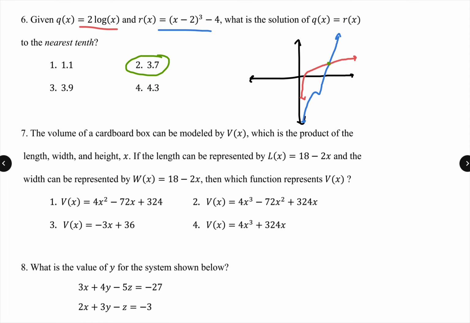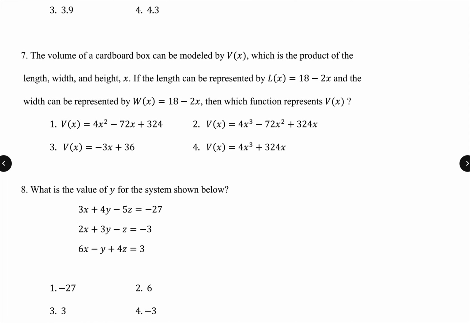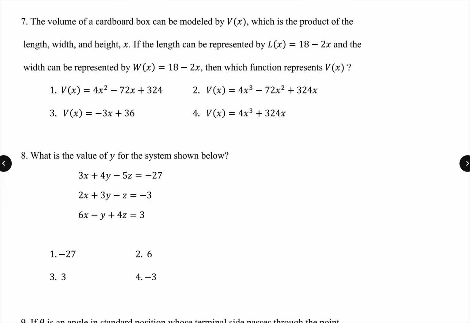Number 7. I got a volume question. First of all, we have the volume of a cardboard box that can be modeled by v of x, which is the product of the length, the width, and the height. They're giving you the info for the volume. The length can be represented by 18 minus 2x, the width by 18 minus 2x. Which function represents v of x? I look at this, they're giving me my width.